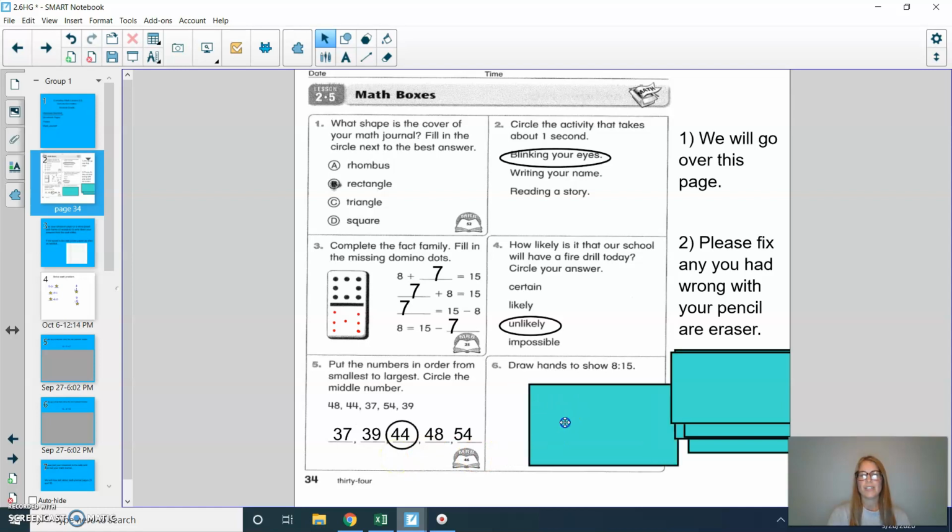For question 6, draw hands to show 8:15. Notice how my hour hand is just a tiny bit past the 8, and then my minute hand, my longer hand, is going to be at the 3, because when it's at the 3, that's showing me 5, 10, 15 minutes. Again, if you notice you have any mistakes, please fix those with your pencil and eraser.